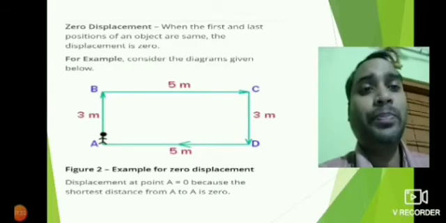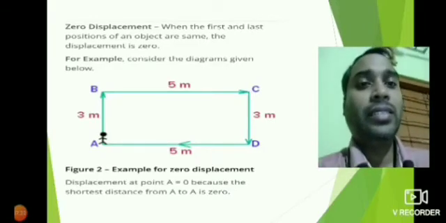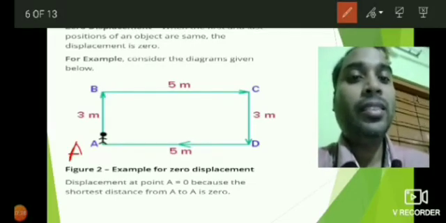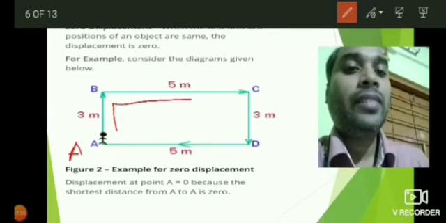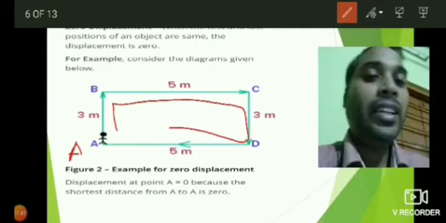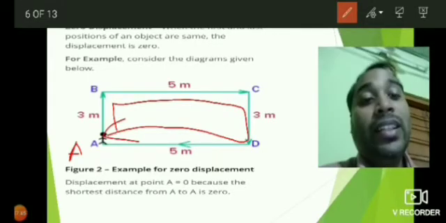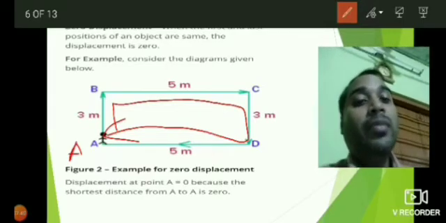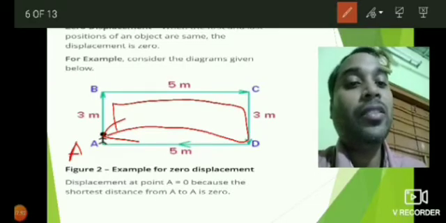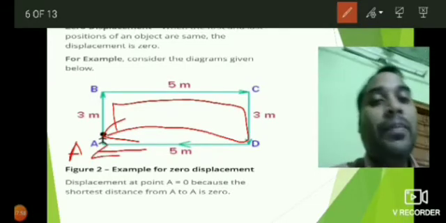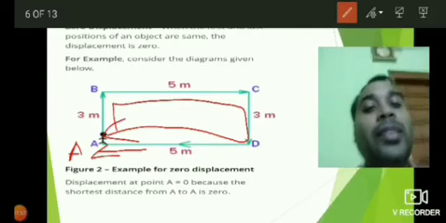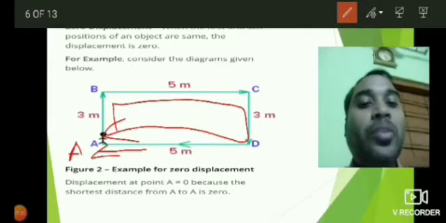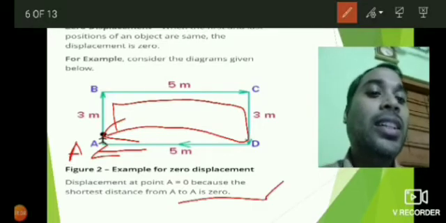For example, let us consider this given diagram. Here let A be the starting point, and the object after traveling through B, C, D returns back to A. Now in this case your distance will not be zero, but your displacement will be zero. Why? Because your starting point is A and the finishing point is also A. So the shortest distance between point A and A is obviously zero. So displacement is zero.